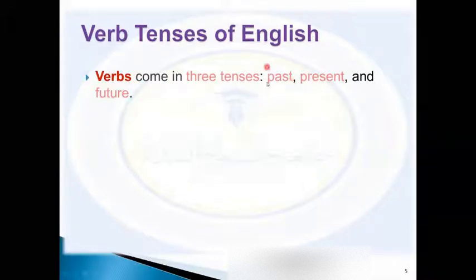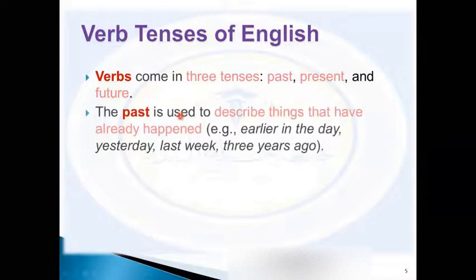We can say verbs come in three tenses: past, present, and future. The past is used to describe things that have already happened. That means they finished in the past time.